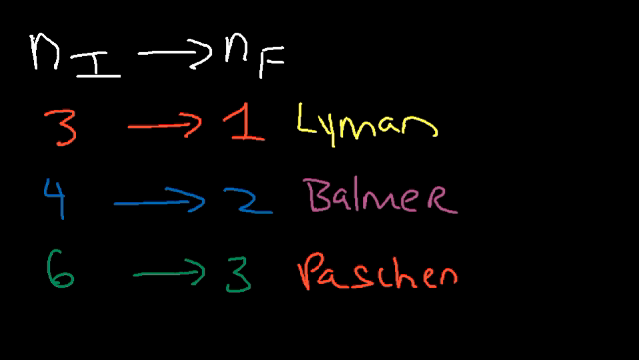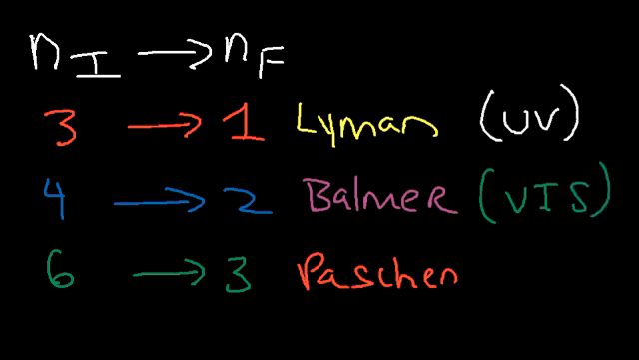Now, for the Lyman series, whenever an electron falls to the first energy level, ultraviolet light is emitted. And for the Balmer series, the electron is going to emit visible light. So I'm going to put VIS for visible. This is like green, blue, yellow, orange. Anytime the electron falls to the second energy level, it usually emits visible light. And if it falls to the third energy level, it usually emits infrared radiation.